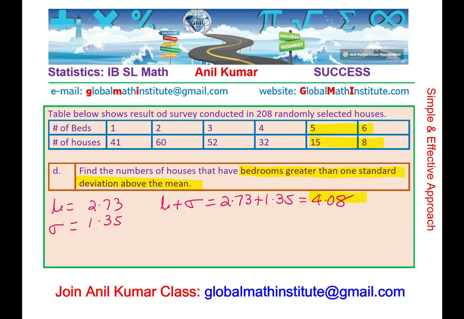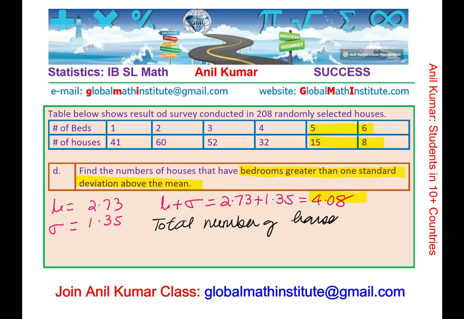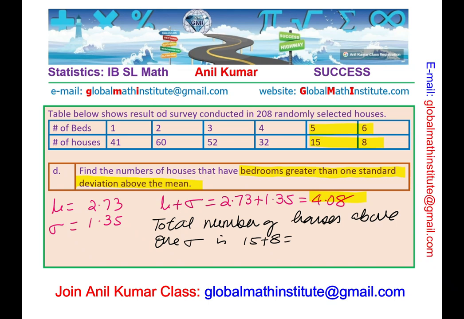So total number will be 15 plus 8, right? Makes sense? So that becomes the answer for this particular question. So there are 23 houses where the bedrooms are more than one standard deviation above the mean. So I hope you've understood.